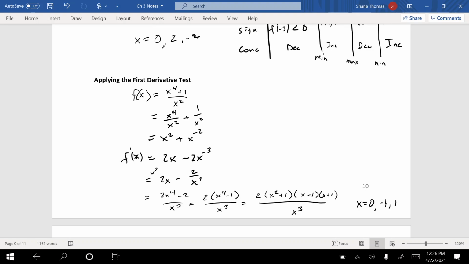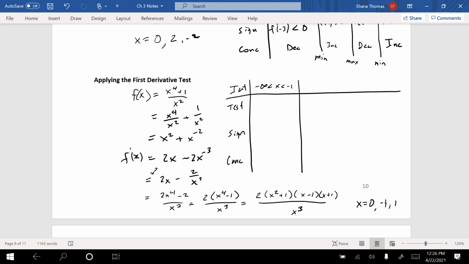Okay, set up our chart. Intervals. Test. Sign. Conclusion. All right, so we got negative infinity less than x less than -1, -1 less than x less than 0, 0 less than x less than 1, and 1 is less than x is less than infinity.